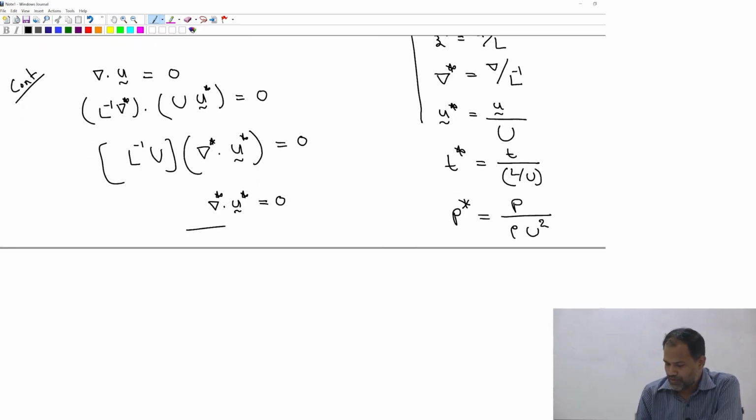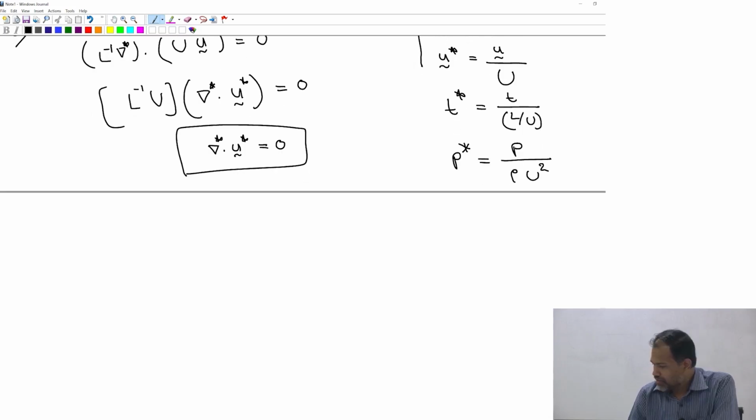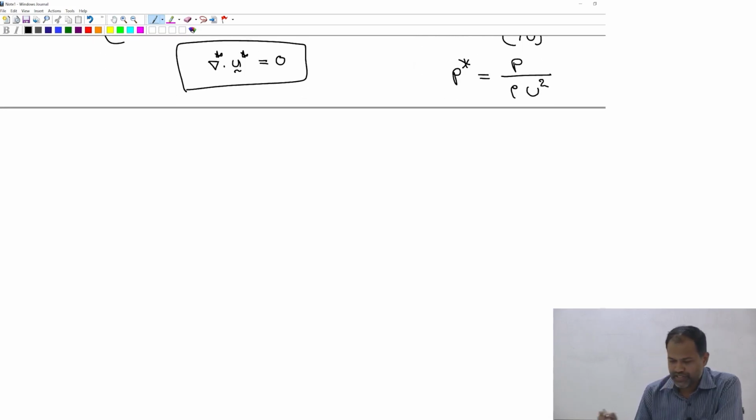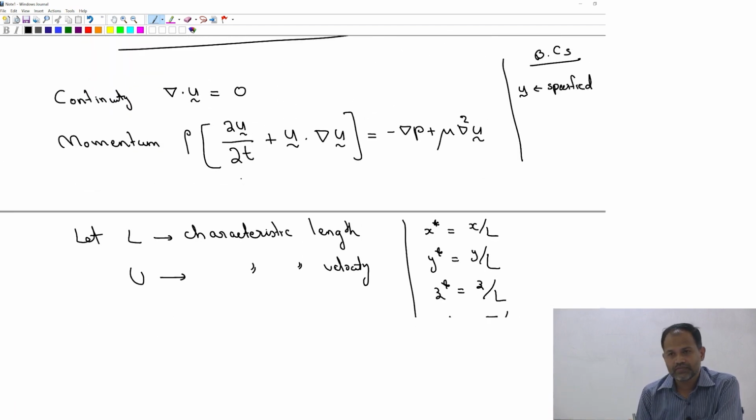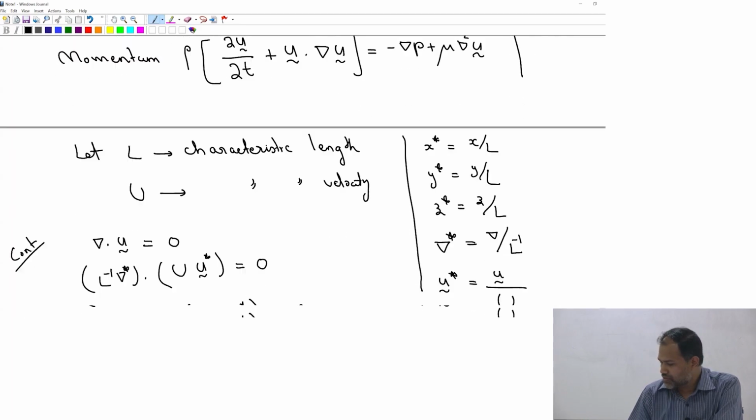So now the momentum conservation. We have several parts, and we'll take them one by one. We have an unsteady term, then we have a nonlinear term, then we have a pressure term, and then we have a viscous term. Let's non-dimensionalize each of them and substitute.